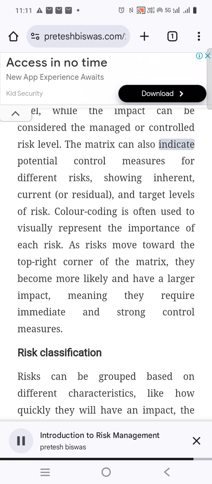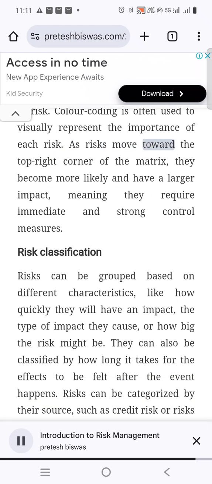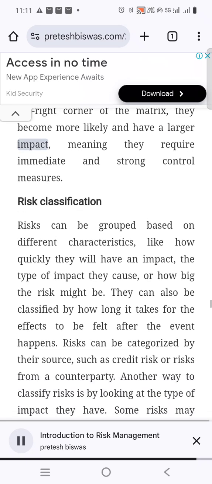The matrix can also indicate potential control measures for different risks, showing inherent, current, or residual, and target levels of risk. Color coding is often used to visually represent the importance of each risk. As risks move toward the top right corner of the matrix, they become more likely and have a larger impact, meaning they require immediate and strong control measures.